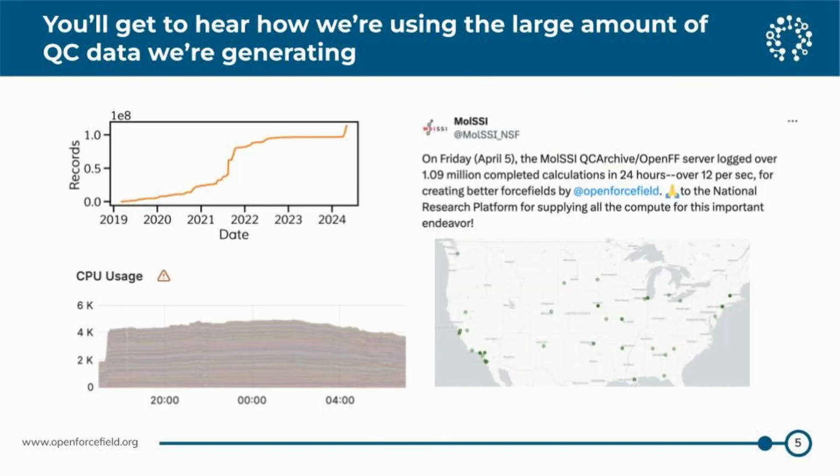We're also now, you're getting to hear about what we're doing with the large amount of data we're generating. On the top left is a graph of quantum chemical records being deposited in QCArchive. Huge growth at a couple key points. There's some news here from Mobley. On a particular day, we were generating 12 different quantum chemistry results per second into QCArchive, which was a new milestone. And on the bottom right, you see different supercomputing facilities being used all over the country for that. And on the left, a graph of CPU usage. So you hear about what we're doing with that data.